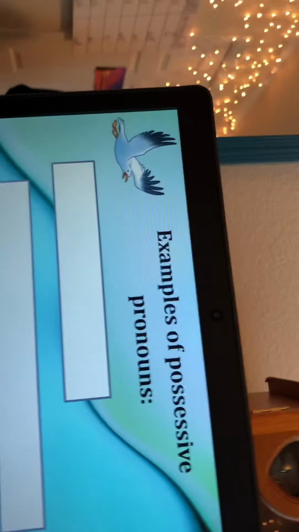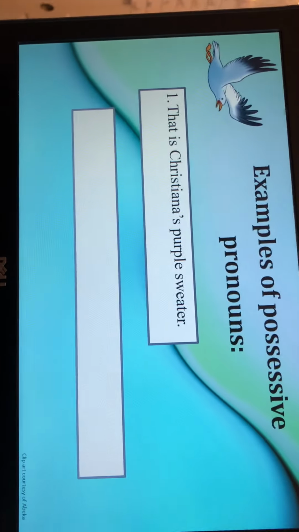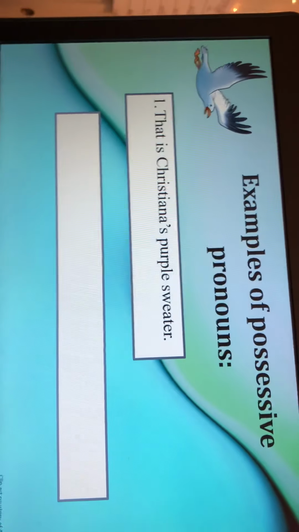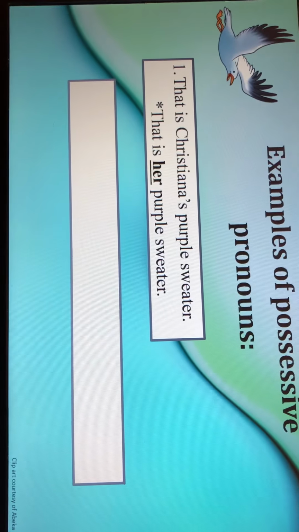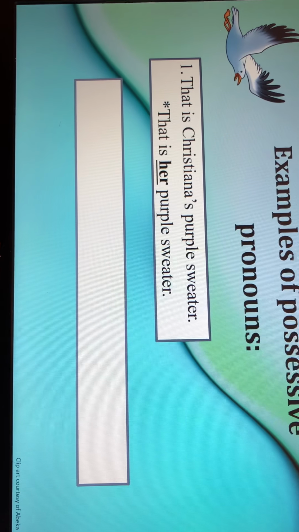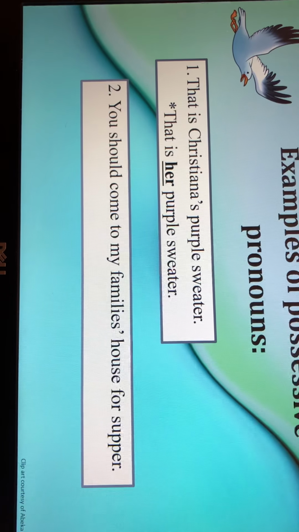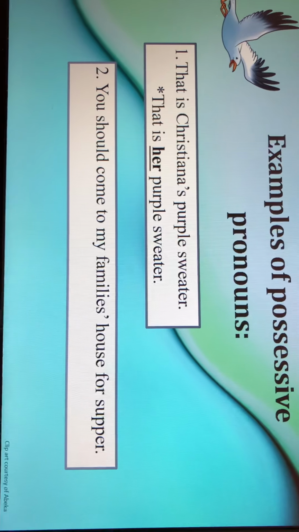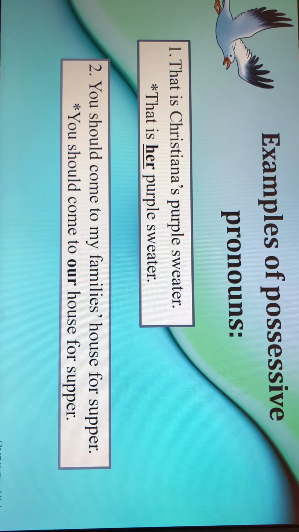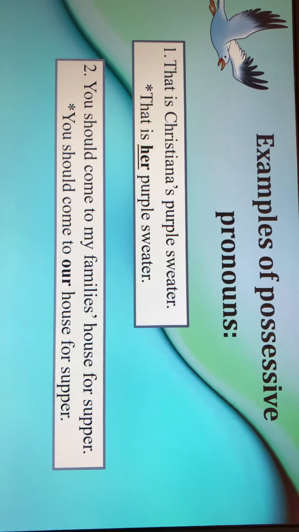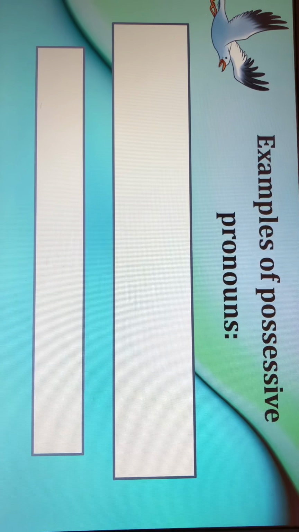and you'll see a couple examples and we'll work through these together. The first example we have is Christiana's purple sweater. So Christiana is our possessive noun here. So we would replace it with her. That is her purple sweater. Our next sentence is, you should come to my family's house for supper. Family's is our possessive noun, so we replace it with our. You should come to our house for supper.